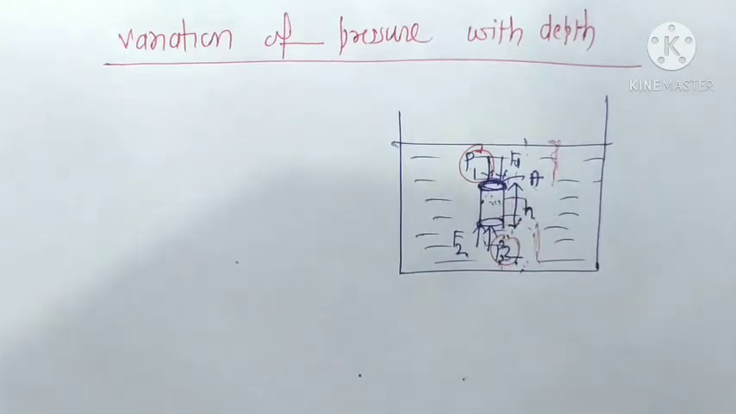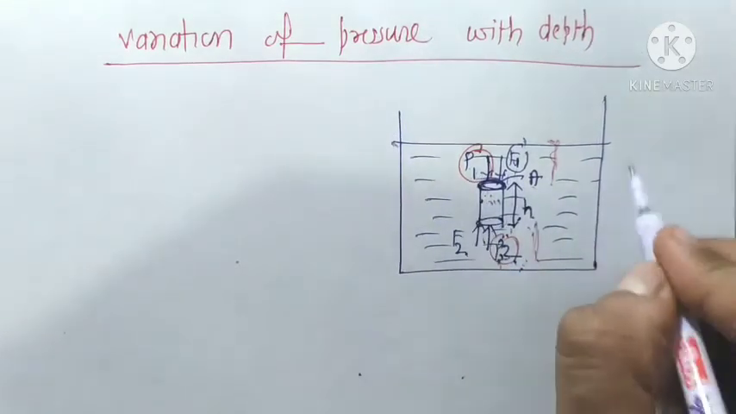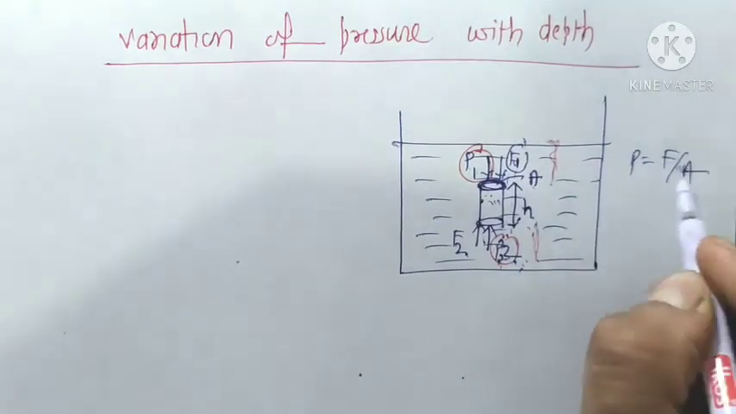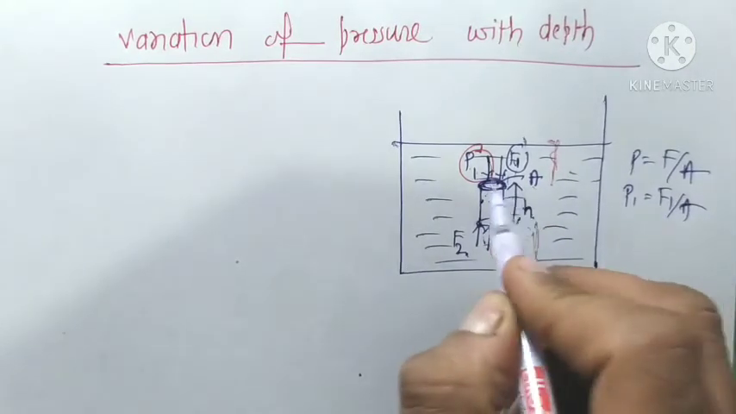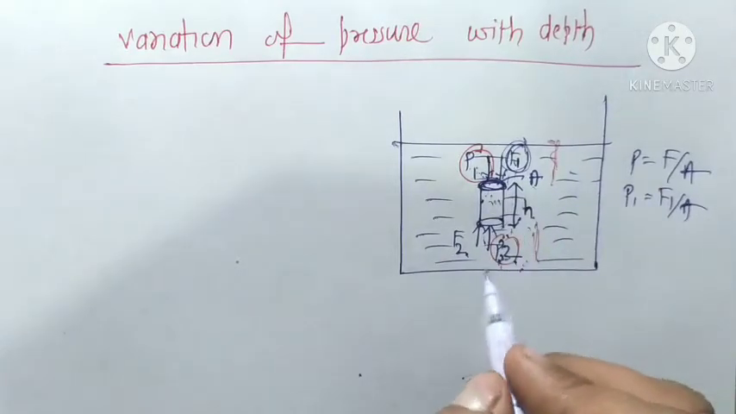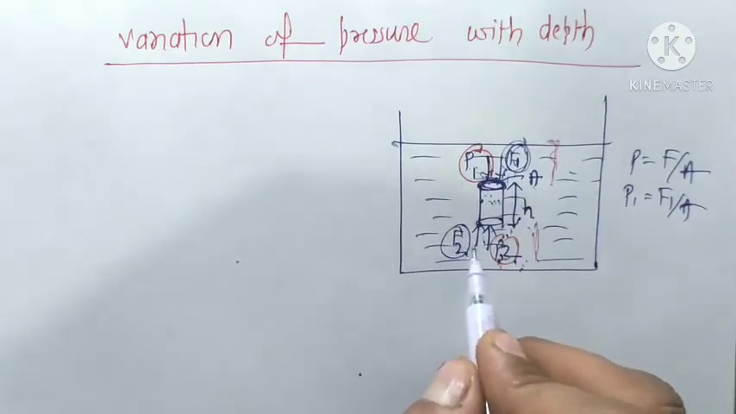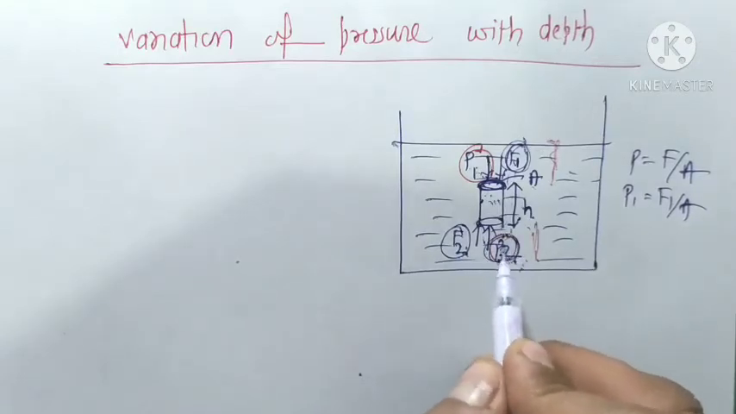The force exerted: this force F1 corresponds to this pressure. Pressure is equal to force upon area, so if this is P1, then F1 upon A is the corresponding force due to this pressure. And here F2 is the force due to this pressure P2.